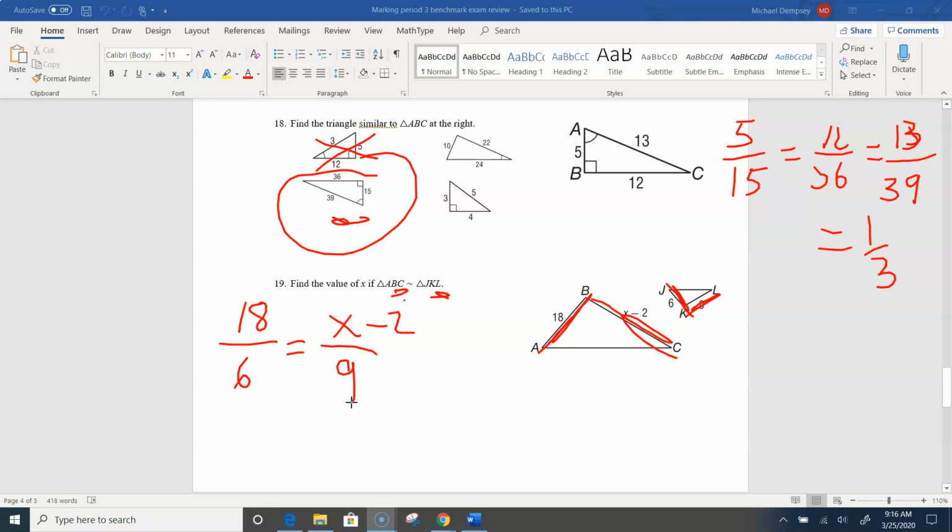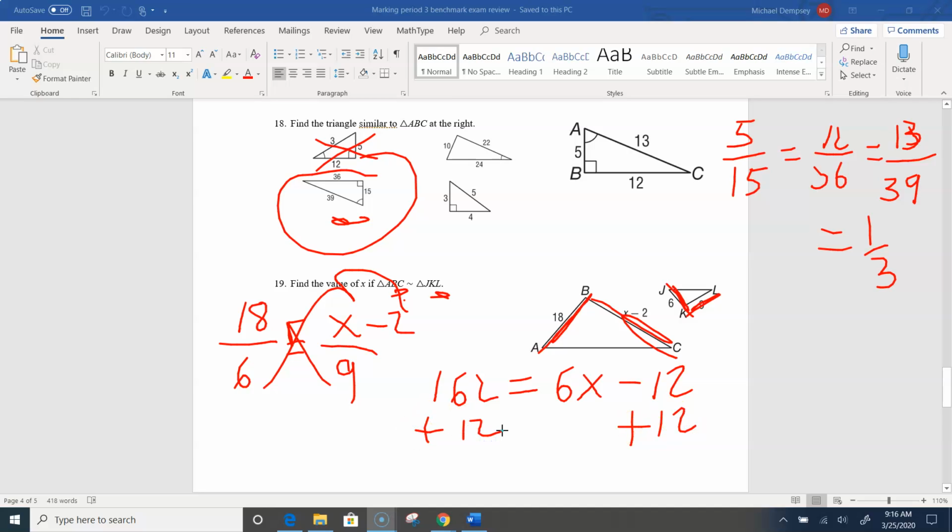Okay, so I'm going to cross multiply here. So 9 times 18 would be 162. And then don't forget this 6 has to get multiplied by both of these. So we'd have 6x minus 12. So I add 12 to both sides. So I have 174 equals 6x. And then I would divide both sides by 6. So I get x is 29.